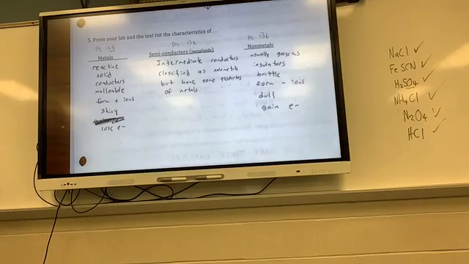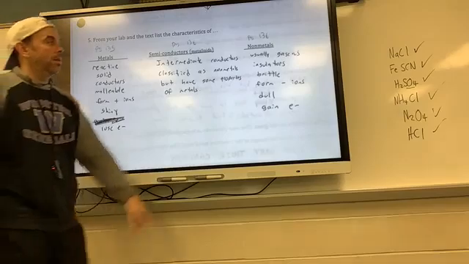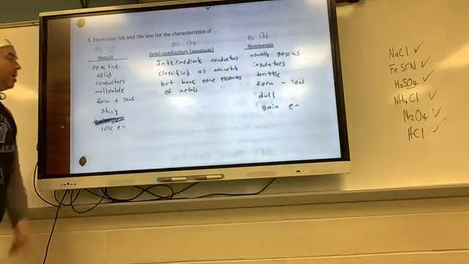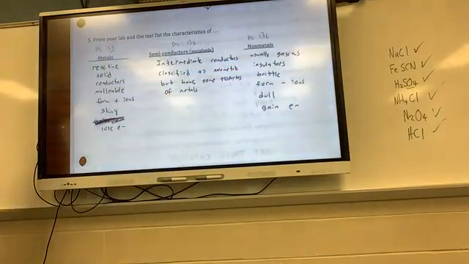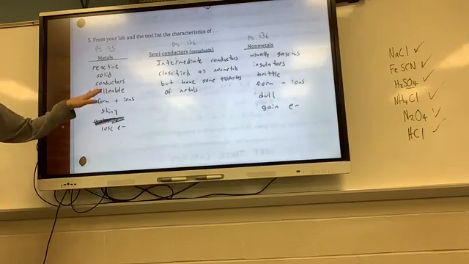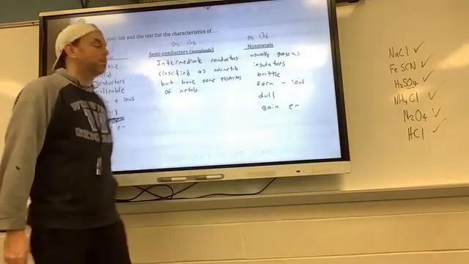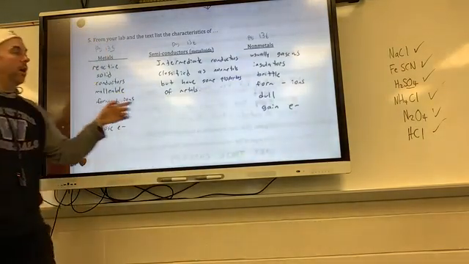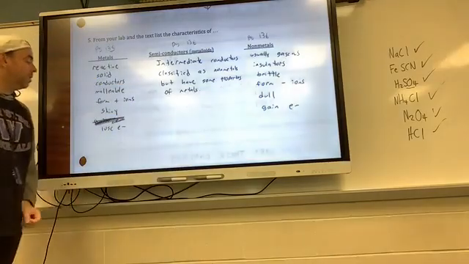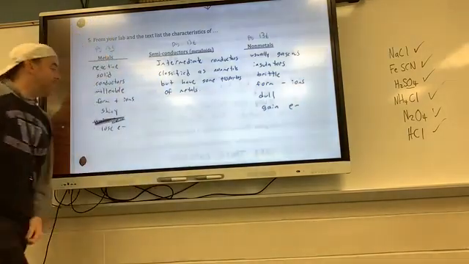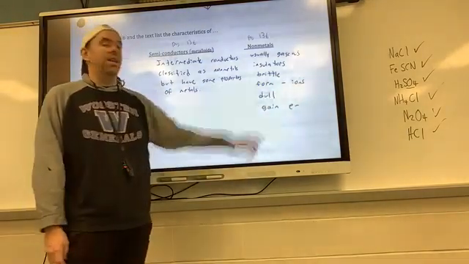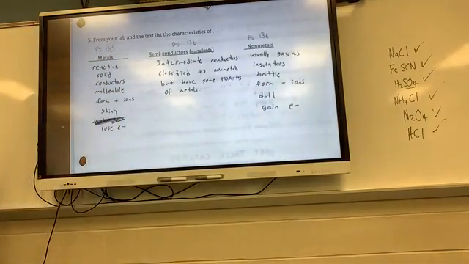And if you have the properties of metals, you would then probably guess that your nonmetals are the opposite. So if metals are solid, nonmetals are going to be gas. If metals are conductors, nonmetals are going to be insulators. If metals are malleable, nonmetals are going to be brittle. If metals lose electrons, nonmetals gain electrons. If metals form positive ions, nonmetals form negative ions. So that's your metals and nonmetals.